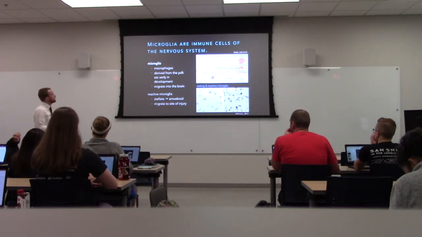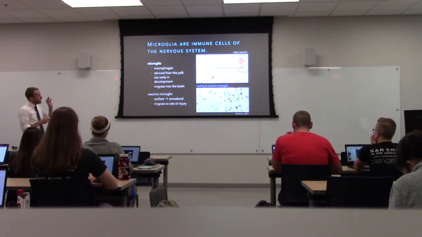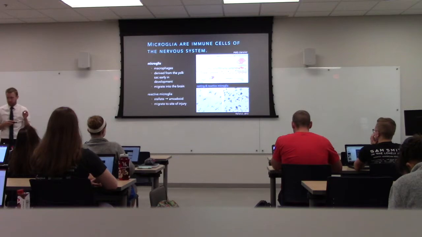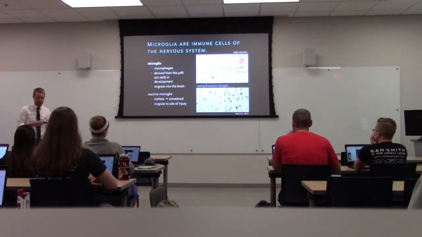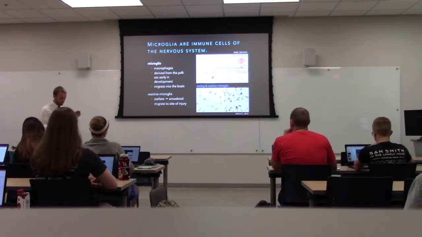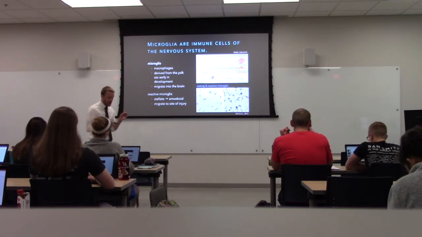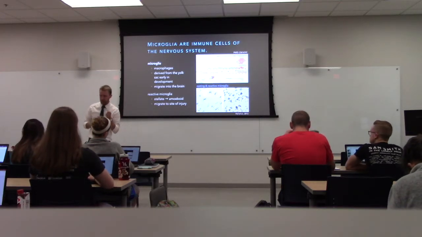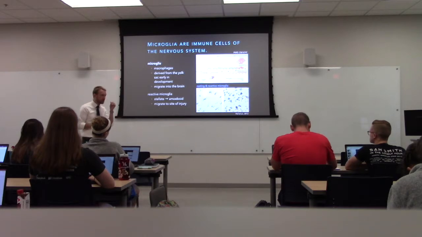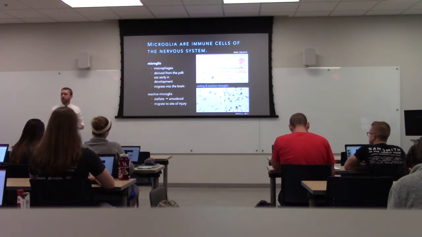Apparently I've moved on to microglia. Despite their name, they're not actually nerve cells. They are derived from the yolk sac early on in development. So these are little blood cells that make it into the nervous system before it's closed itself off from the outside world.